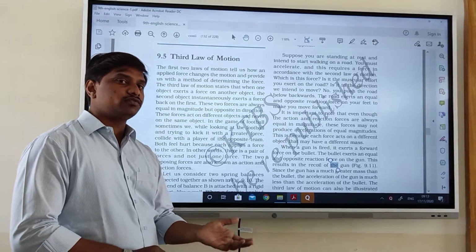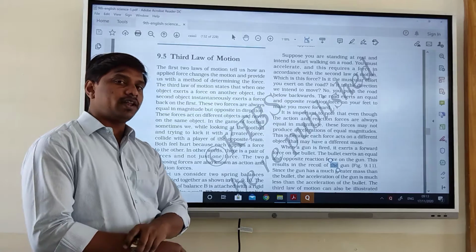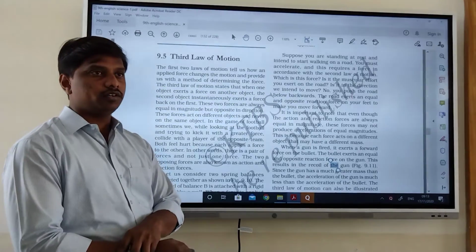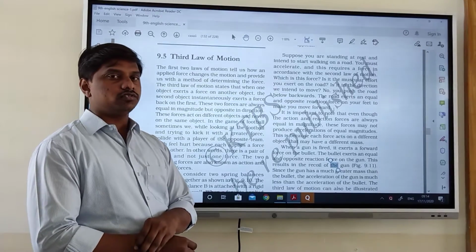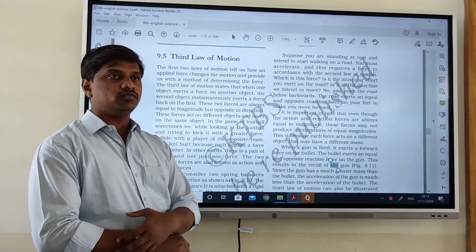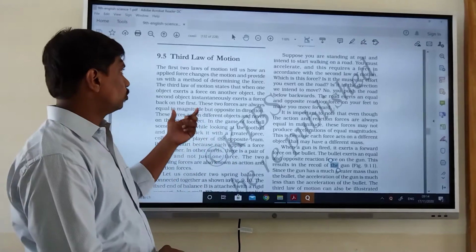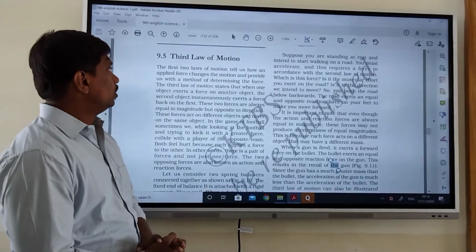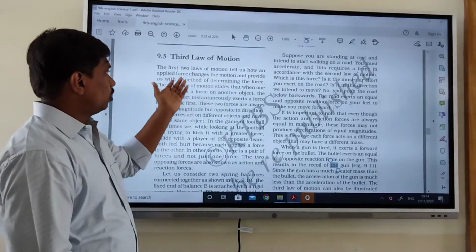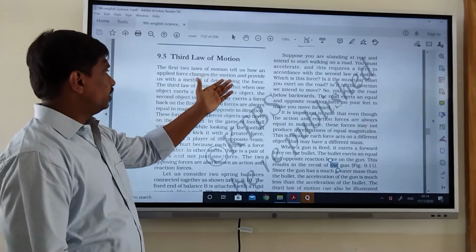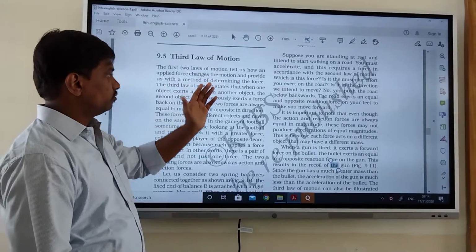We have also seen what balanced forces and unbalanced forces are, and Newton's first law of motion and second law of motion. Now today we are going to see about the third law of motion. The first two laws of motion tell us how an applied force changes the motion and provide us with a method of determining the force.